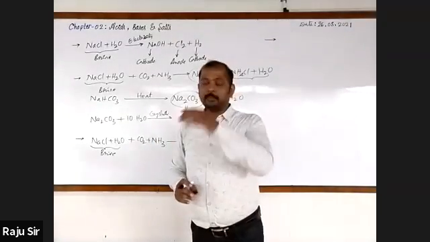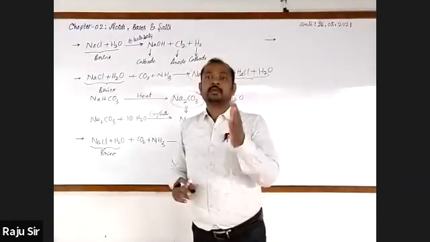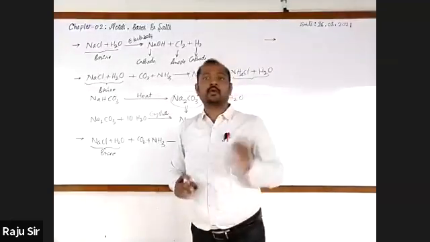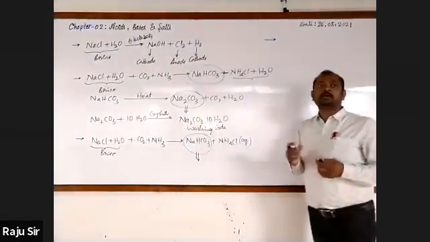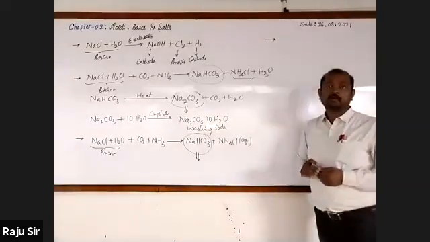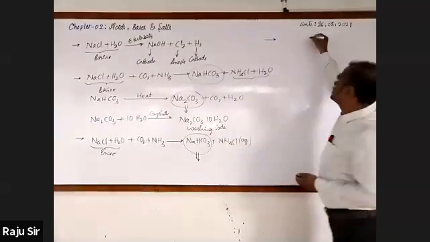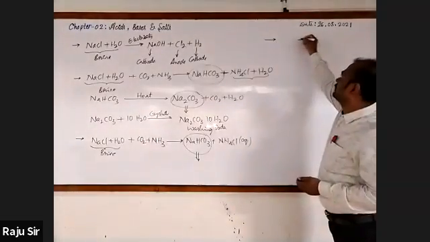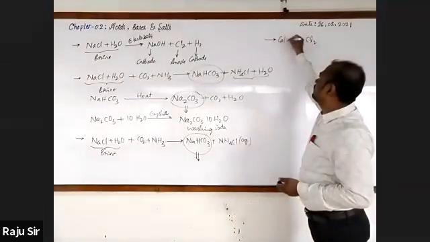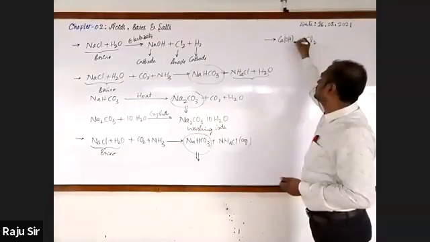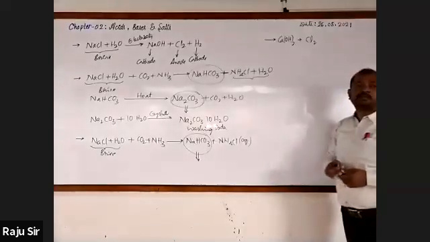CaOCl2, and the chemical name is calcium oxychloride. How do we obtain this bleaching powder? By passing chlorine gas over dry calcium hydroxide, Ca(OH)2.